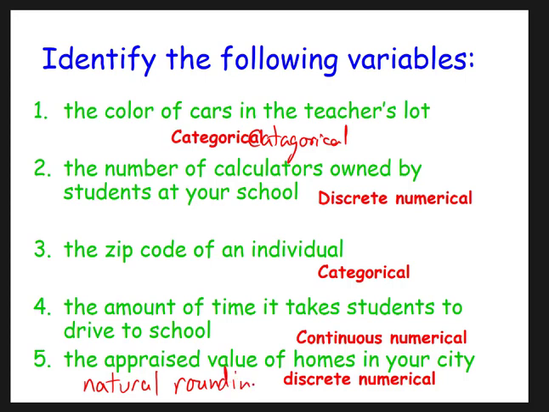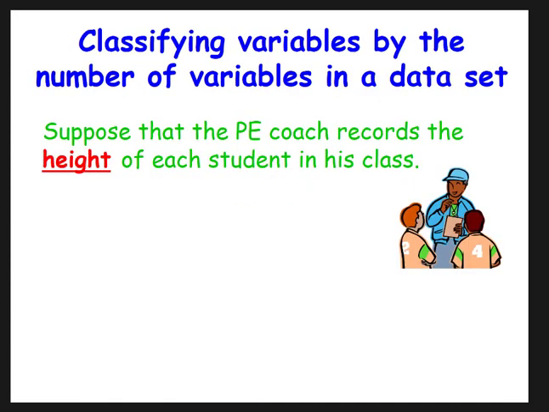And that natural rounding point is to the penny, and that's in practical applications, that's where it would always be applied. So we call that discrete because we can count pennies. Classify variables by the number of values. Classify variables by the number of variables in a data set.